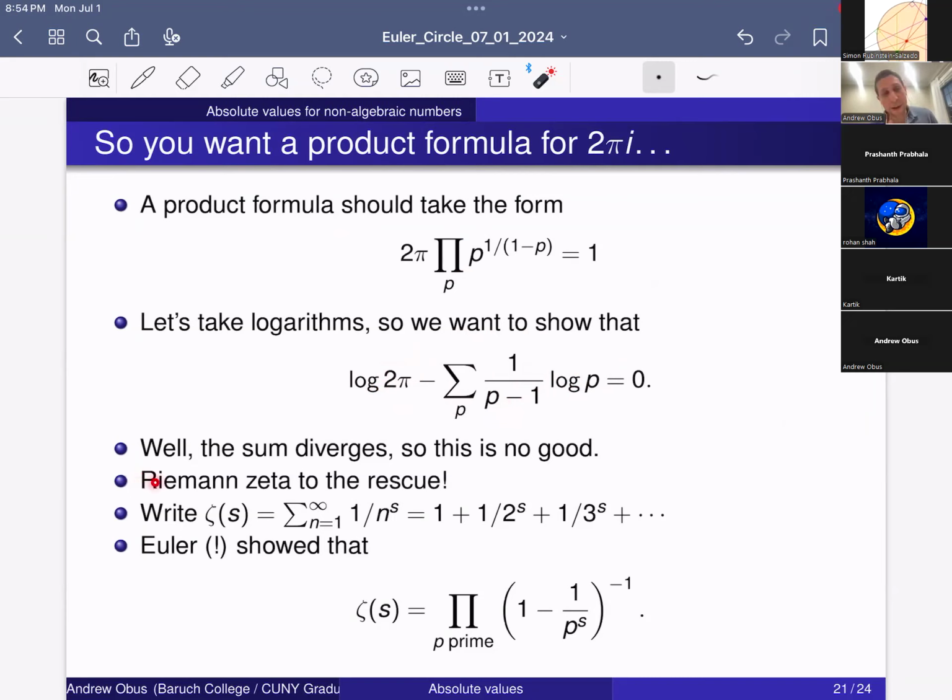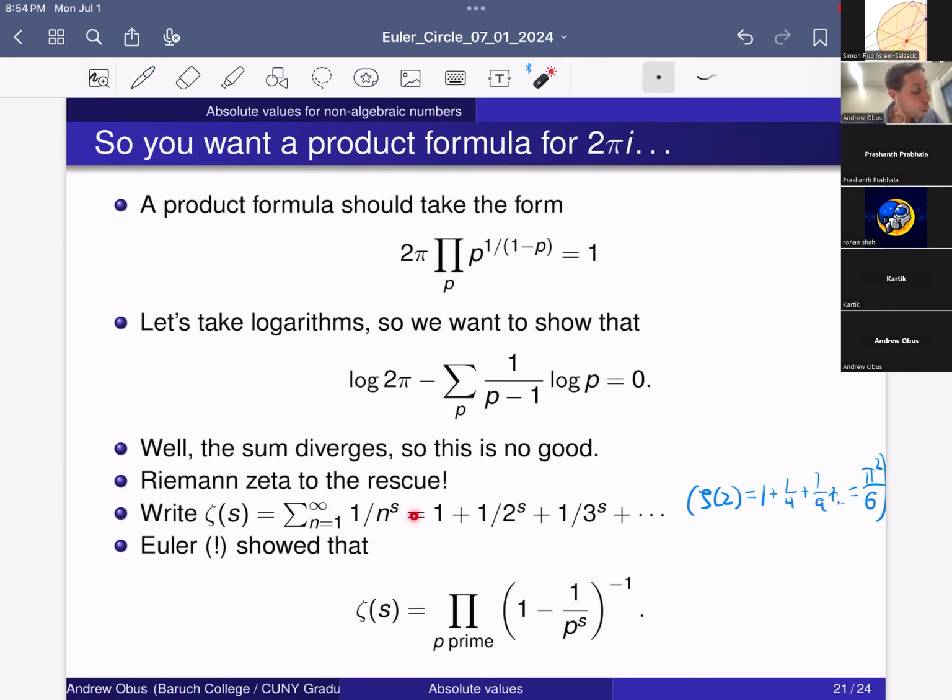Well, it turns out that we can use something called the Riemann Zeta function to help us. So the Riemann Zeta function is this function zeta of s equals the sum from n equals 1 to infinity of 1 over n to the s. So, 1 plus 1 over 2 to the s plus 1 over 3 to the s, and so on. There are various nice facts about the Riemann Zeta function. So zeta of 2, which is 1 plus 1/4 plus 1/9, and so on, turns out to be pi squared over 6.